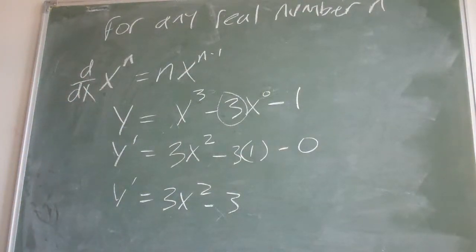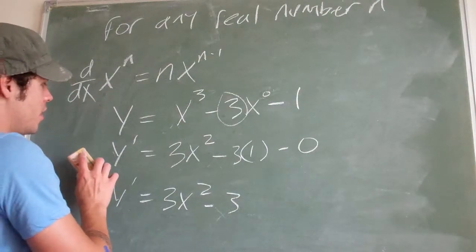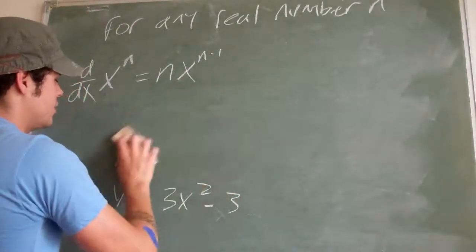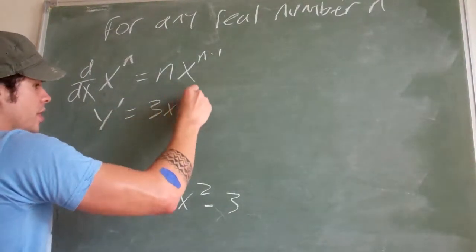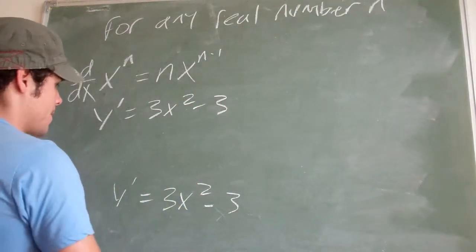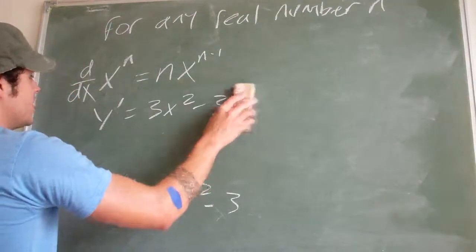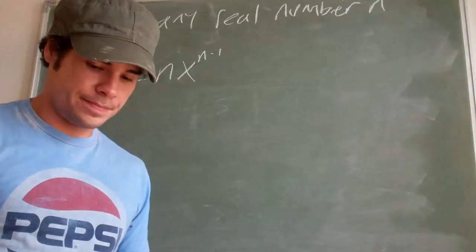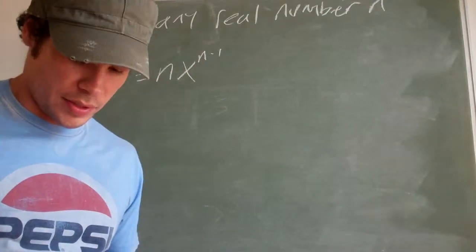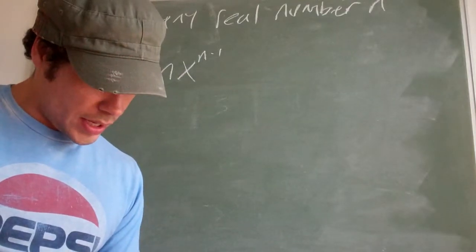Let's see, what else? There are a lot of ways we can go with this. Once again, here we have y prime equal to 3x squared minus 3. Actually, I'll save that for a little bit. Let me do one more, and then I'll show you. Let me look for one here in the book.